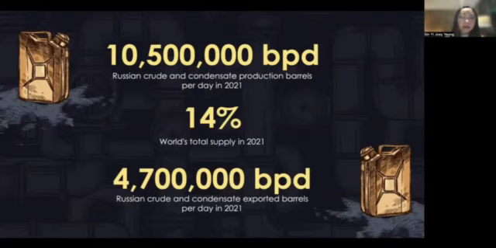oil price dynamics and supply chain stability. According to the International Energy Agency, Russia's crude and condensate production amounted to 10.5 million barrels per day in 2020, which represented 14% of the world's total supply that year. Also, Russia exported approximately 4.7 million barrels per day of crude oil globally in 2021 as well.